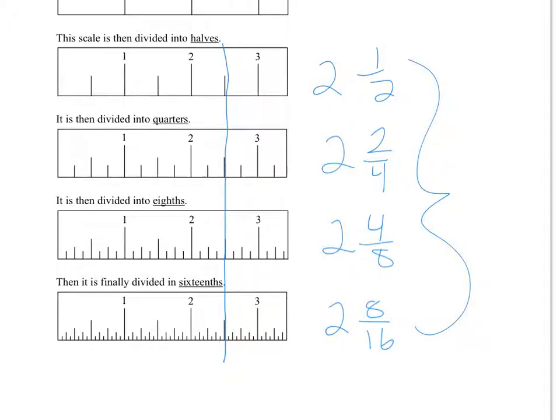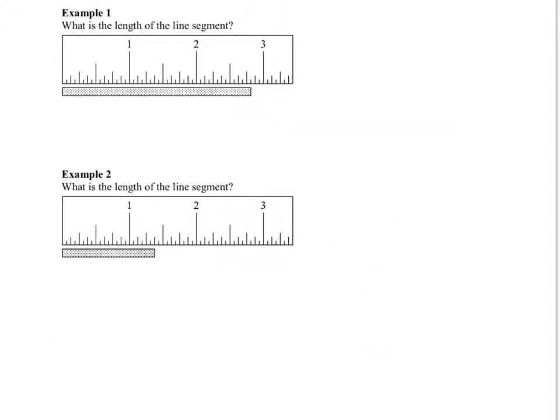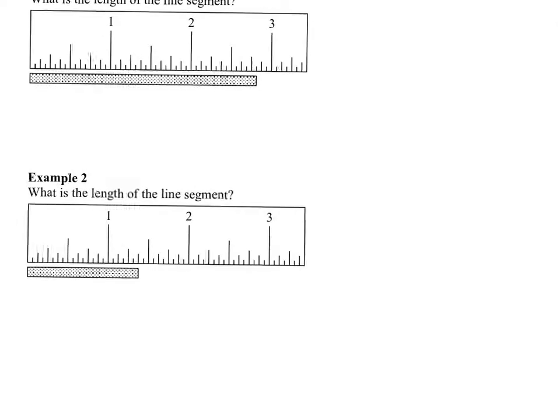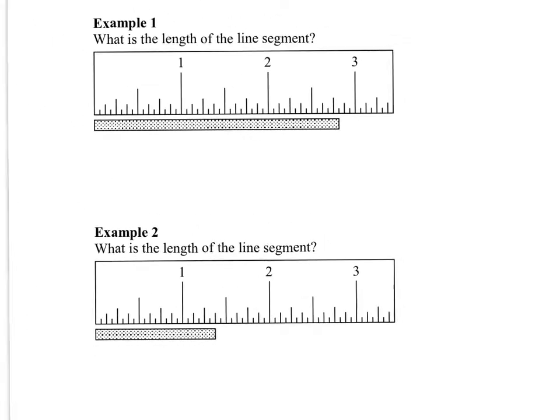So these are just equivalent fractions, different ways of showing what measurements are. Obviously, if something were to go to 11/16, you would want to measure in 11/16 because there's no equivalent on these other rulers. Okay, so 16ths is the most accurate, but if it is equivalent, then you can express it in a different way. So here we have example 1. What is the length of a line segment? So we can zoom in.